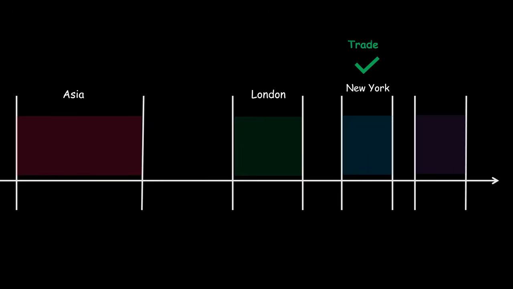Personally, I love trading the New York AM session, especially when I'm trading indices. That's typically between 8:30 and 11 a.m. But if you prefer the London session, your prime window is around 2 to 5 a.m.